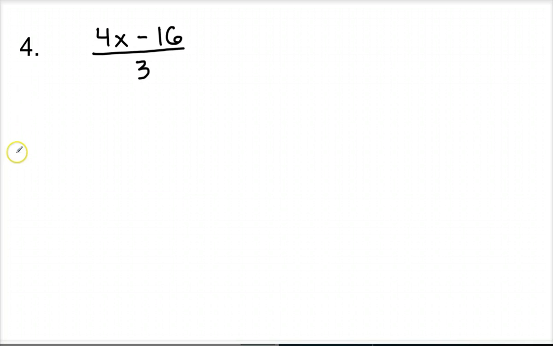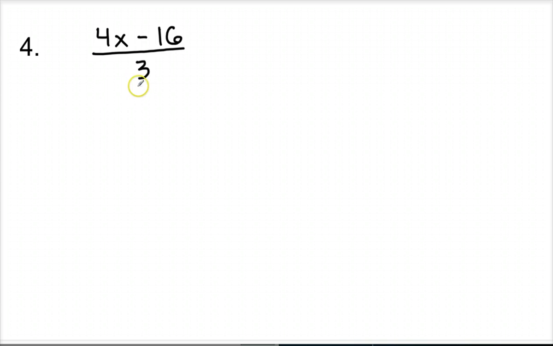Okay, at number 4, that one definitely does not look like any of the first three, because you see we've got a fraction with two terms in the numerator, a 4x and a negative 16, and then a 3 in the denominator. Doesn't look like we have any parentheses anywhere, doesn't look anything like the distributive property at first glance.